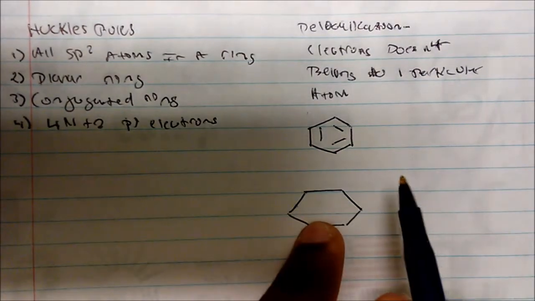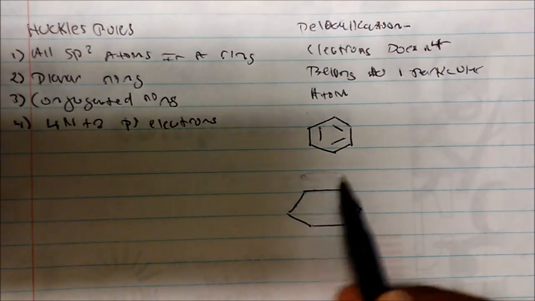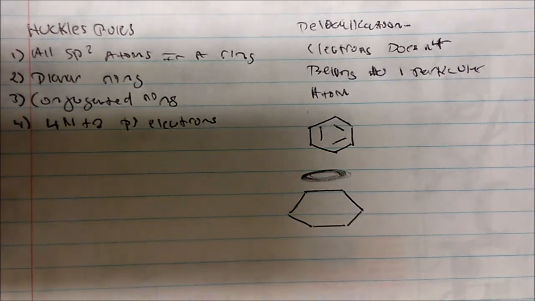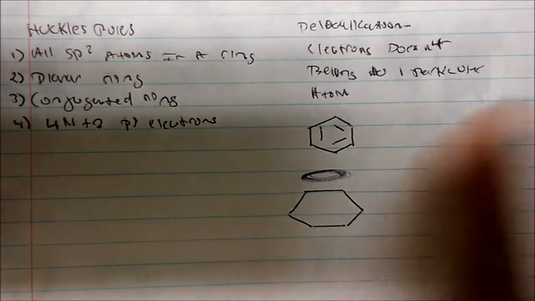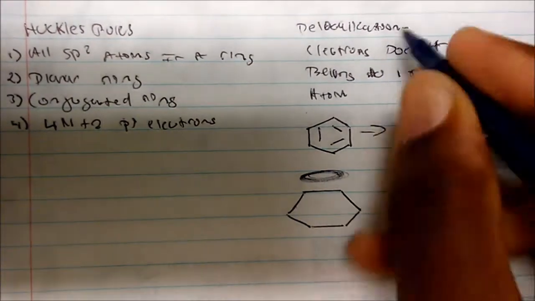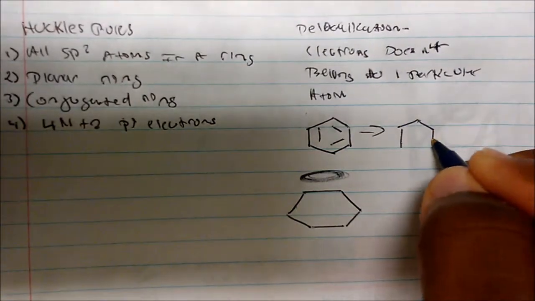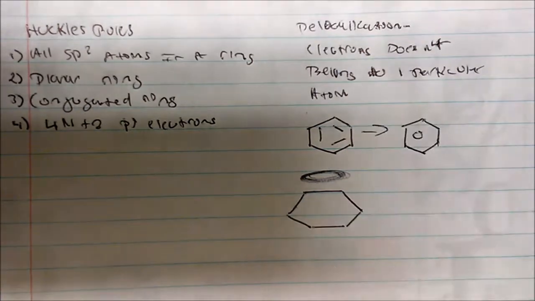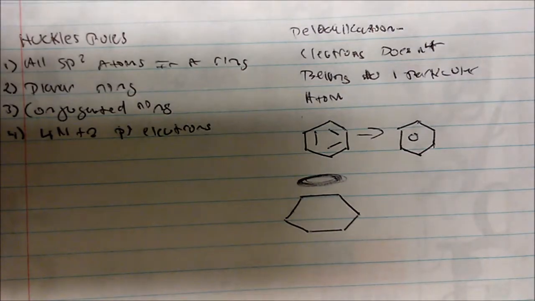All right, it's flat and it has this cloudy electron density surrounding it, right? And so these electrons in here are actually free to roam. They're delocalized, right? And so in fact, this is one of the reasons why in organic chemistry we draw benzene with this O in the middle. Okay, so delocalization is very important to know.